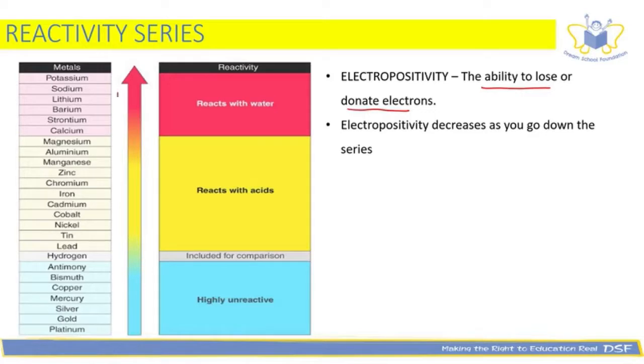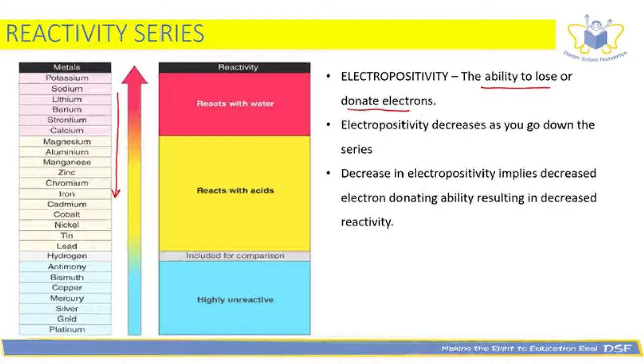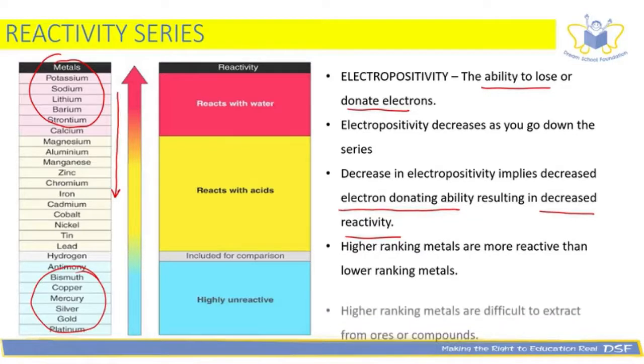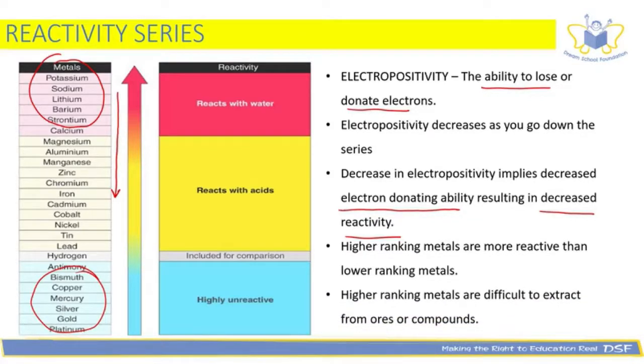Electropositivity decreases as you go down the series. Decrease in electropositivity implies the decrease in electron donating ability too, which results in decreased reactivity. Higher ranking metals are more reactive than the lower ranking metals. Higher ranking metals hence are very difficult to extract from their ores or compounds. We shall look into the extraction of metals in more detail in the videos that are going to come up.